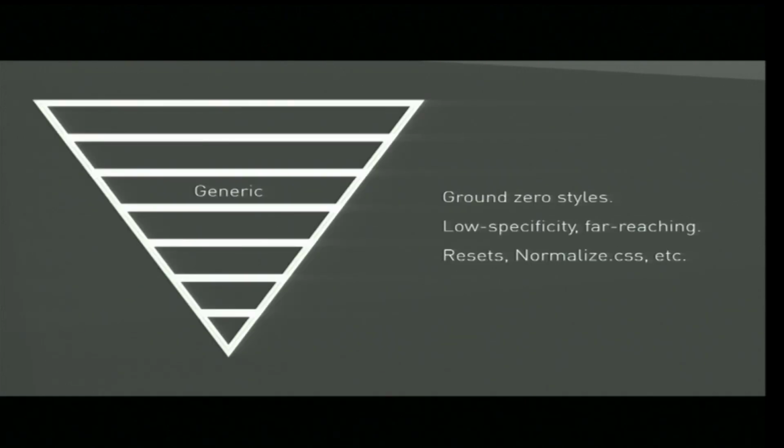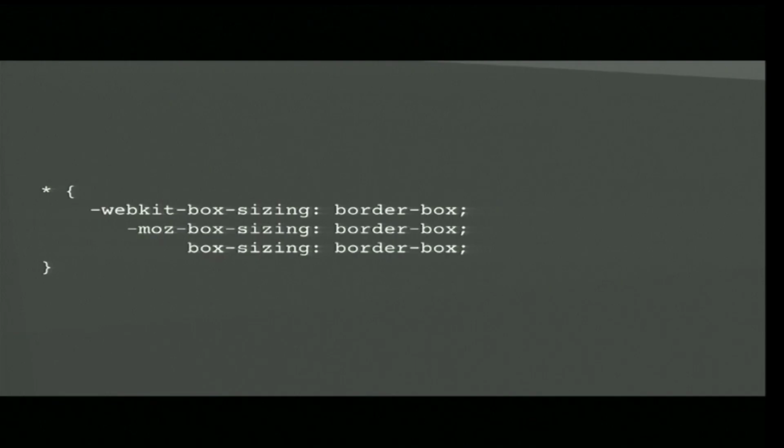So the generic layer, the first layer that produces any CSS. Ground zero styles, low specificity, very far reaching. We have it here because you couldn't really put your global box sizing at the end of a style sheet. You'd want that first because it cascades to the most of the project. We put it in quite a wide layer. Resets, normalize, that kind of stuff, really low level styling. Perfect example would be the star selector. It affects all of the DOM, so it goes in quite a wide layer. The width of the layer basically represents how much of a project that layer can affect.